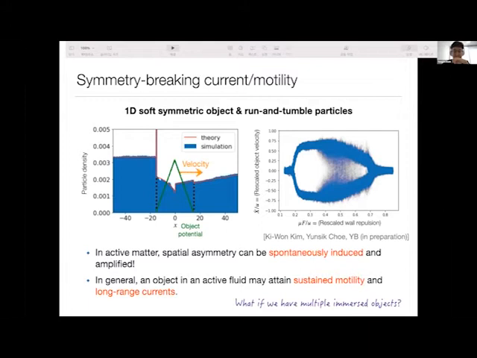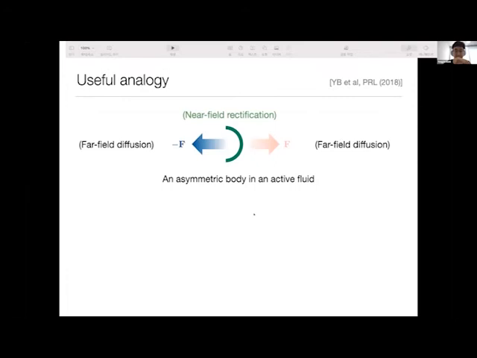So, well, another interesting thing that you can also think about is what really happens if you have multiple such immersed objects. This is where you can now start to think about things in terms of a sort of field theory. So here, let's consider an asymmetric object in an active fluid, and let's say you put it here.